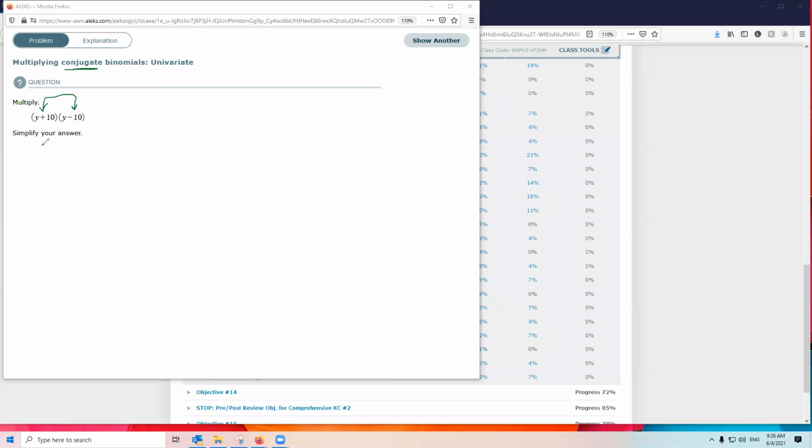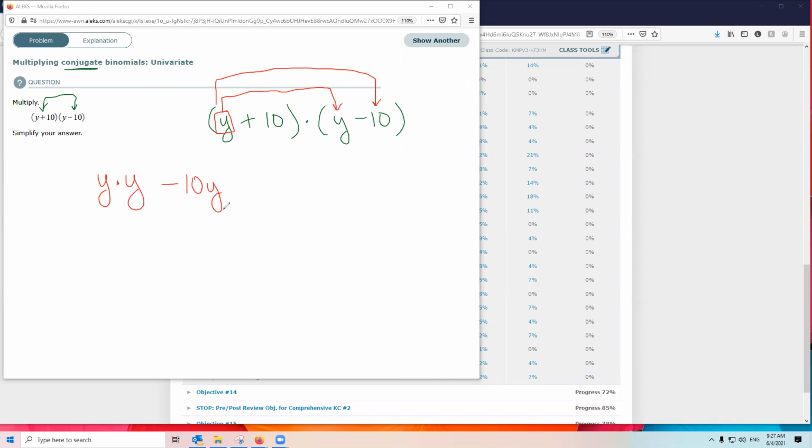Those 2 expressions are called conjugates. It's the exact same expression. The only difference is one has a plus sign, one has a minus sign. Well, I'm just going to multiply this just like we did the previous examples. Let me start in the first parenthesis. I'm going to take this y and let it multiply that y to begin with. That's y times y. Then I'm going to let this y multiply this negative 10 in the back. So that's going to be minus 10y.